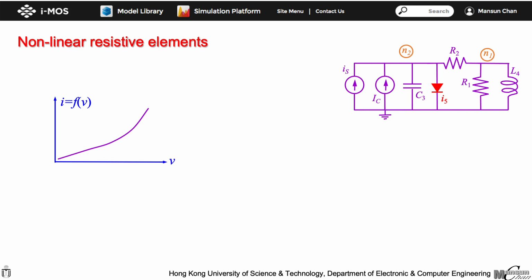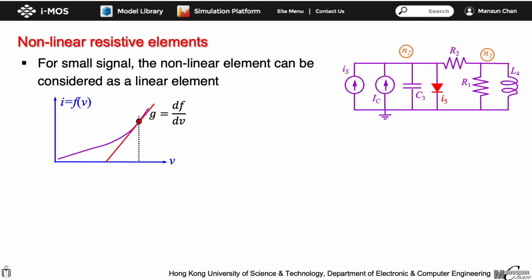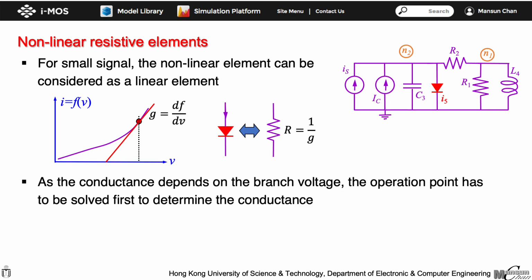Over a small region, the function can be approximated by a straight line at the biasing point. It is equivalent to a resistor with the resistance given by 1 over the slope of the IV curve at the biasing point. To find out the value of the conductance, we have to find out the biasing point that determines the operation of the circuit. Once it is solved, the branch voltage will be known, and the conductance can be calculated.